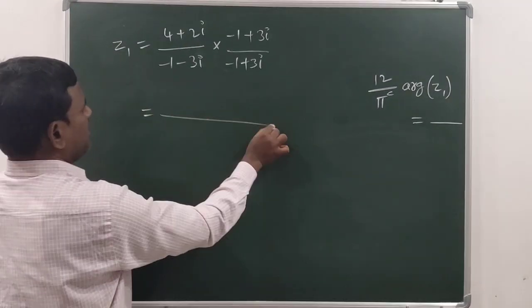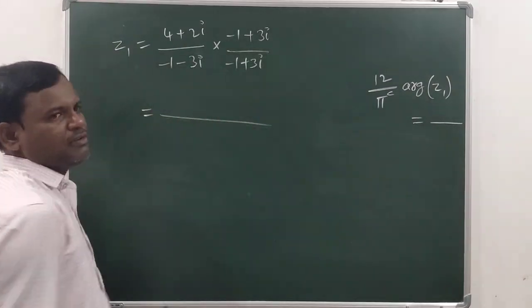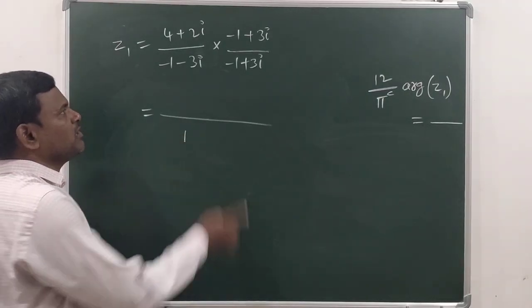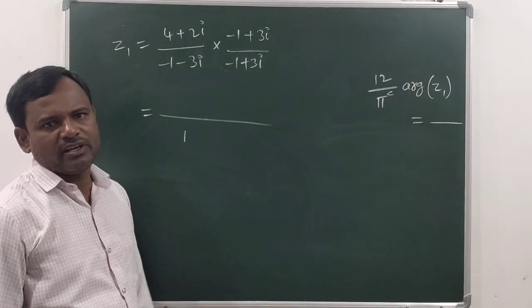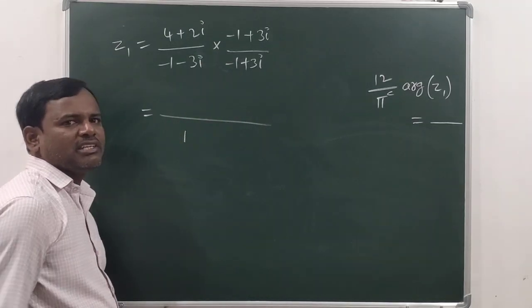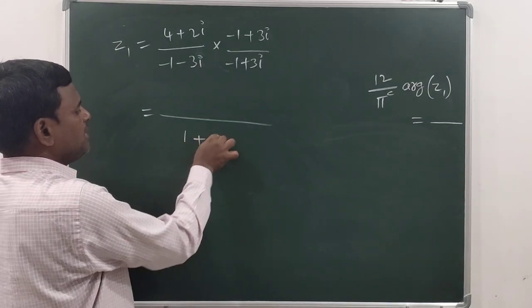Okay, come to the denominator. Here it is (a − b)(a + b), which is equal to a² − b². (−1) whole square becomes 1. Now (3i) whole square: how much do you get? Minus 9. Minus into minus is plus, so plus 9 you will get.